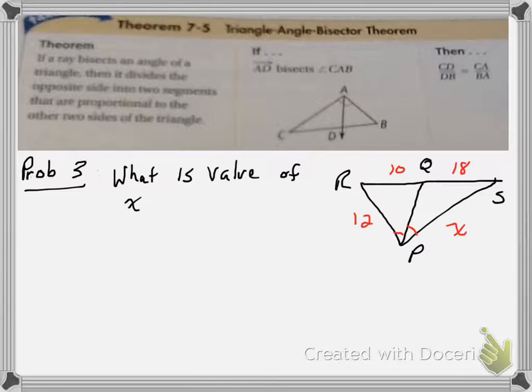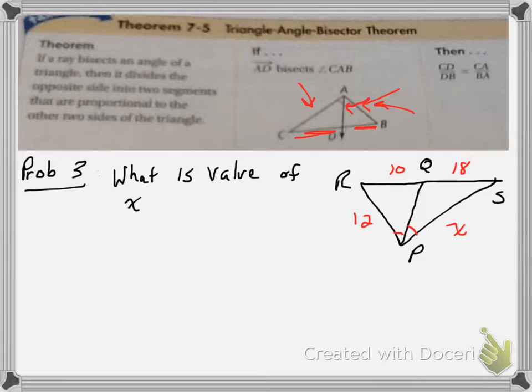Theorem 7.5 here talks about the triangle angle bisector theorem. If a ray bisects an angle of a triangle, so if you see here it's an angle bisector, then it divides the opposite side into 2 segments that are proportional to the other 2 sides of the triangle. So AD bisects angle CAB. Therefore CD, which is here, over DB, is equal to CA, which is this side, over BA, which is that side. Again, I know there's 2 arrows over there, but let me extend that into there.